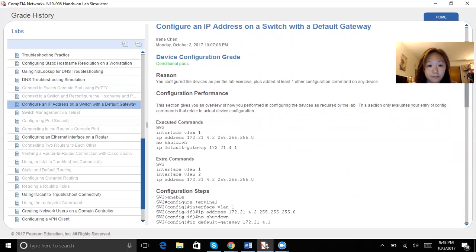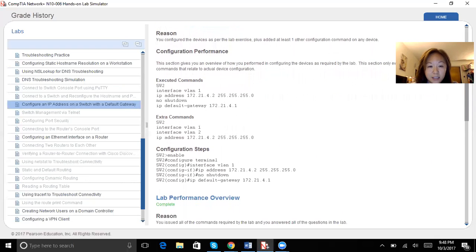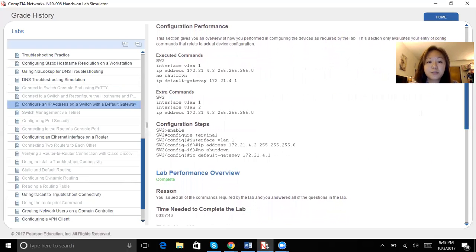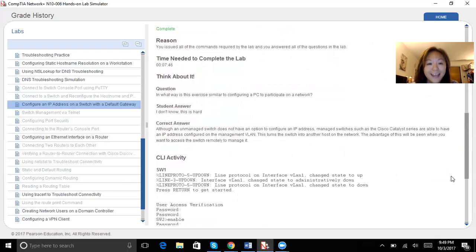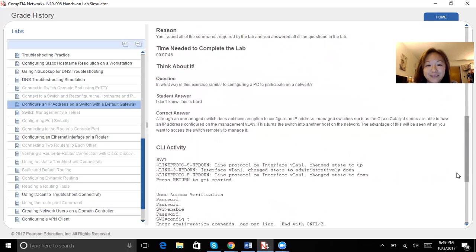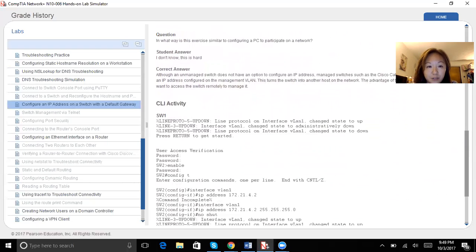And configuring the device. Oh, this was interesting. It kind of gave us the steps to first do the VLAN 1, and then we had to really go back ourselves and follow the similar steps for VLAN 2. And I actually did do that. Well, I wasn't really sure why it was similar to configuring a PC to a network.